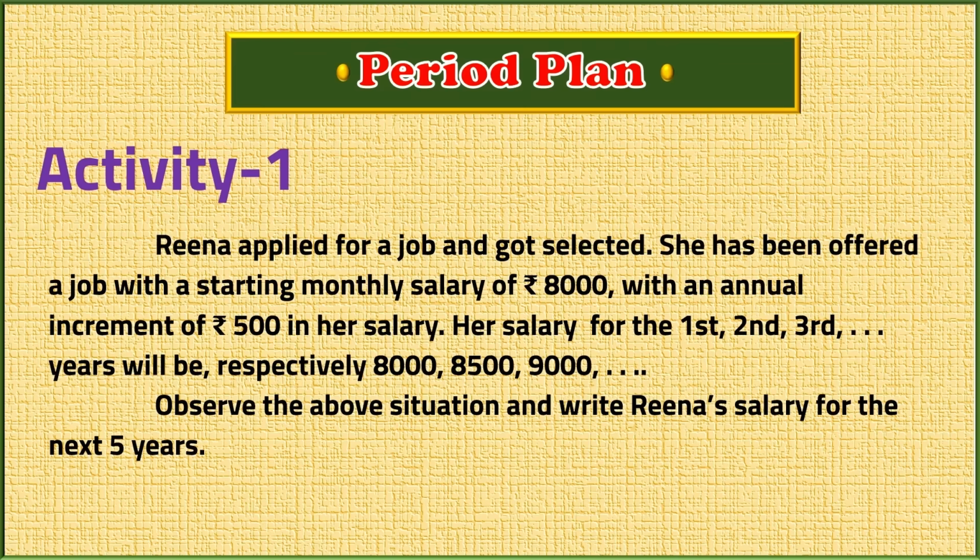What do we have to do? We have to ask the children to read the activity 2 or 3 times and identify the data, what the problem needs. Here, the monthly salary of Reena is 8,000 rupees and the annual increment is 500 rupees. By using this data, our students can easily do this activity.